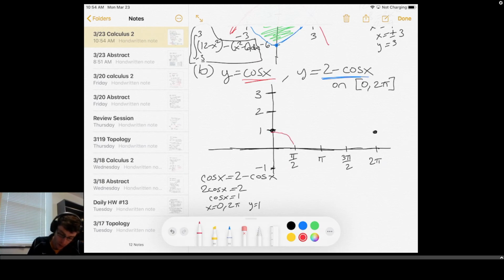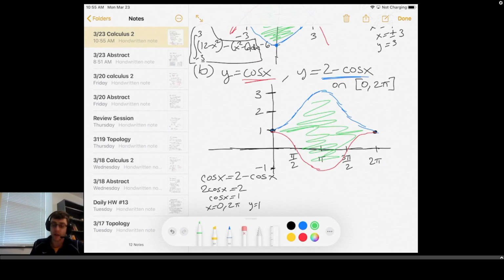Drawing's hard. It goes down, hits -1 down here, comes back up. And then the other one, 2 minus cosine, starts down at 1. Then when this is 0, it's going to do the inverse thing. And so it looks something like this, and it's this area in between, this kind of cool shape.